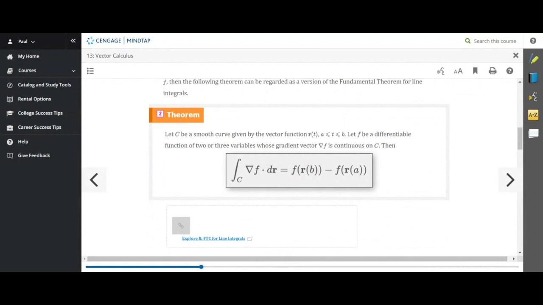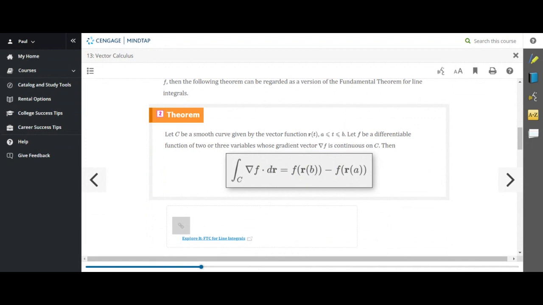So you let C be a smooth space curve given by a vector function, r of t, that traces out the space curve. Let a function f be a differentiable function of two or three variables whose gradient vector is continuous over the space curve. Well, I want to say this the right way. So you have the line integral there on the left, but it's the line integral of the vector field that's the gradient function.